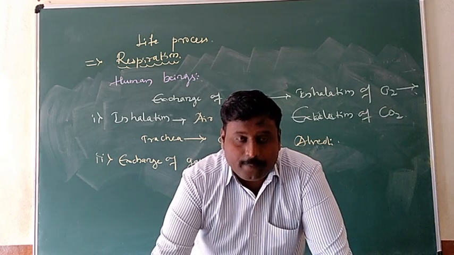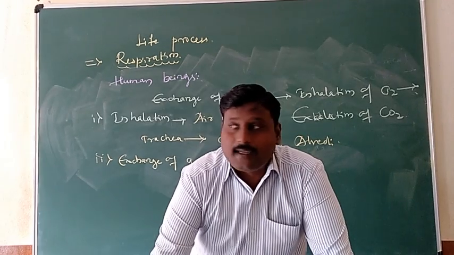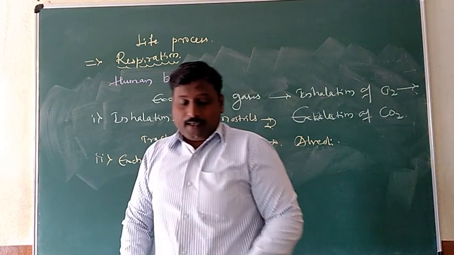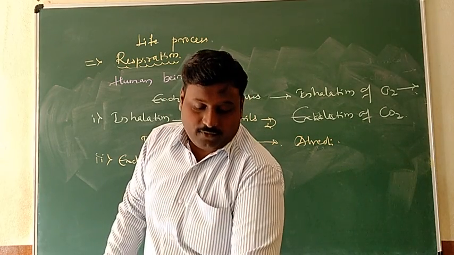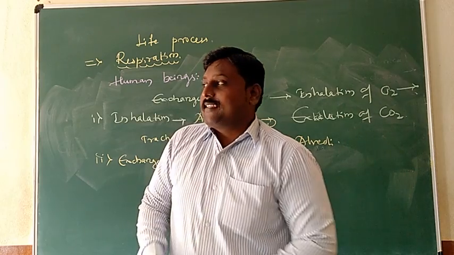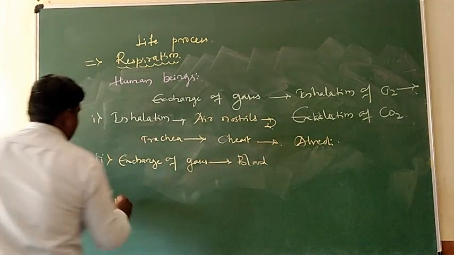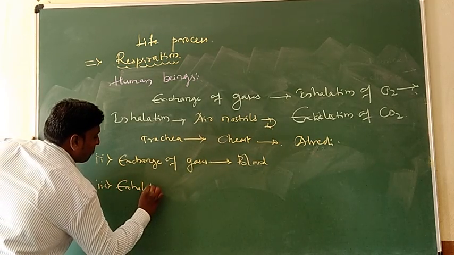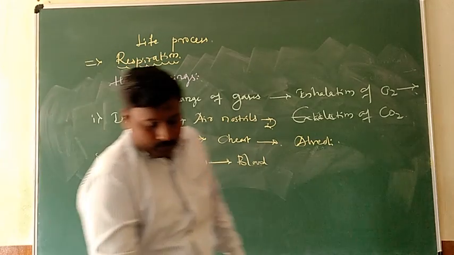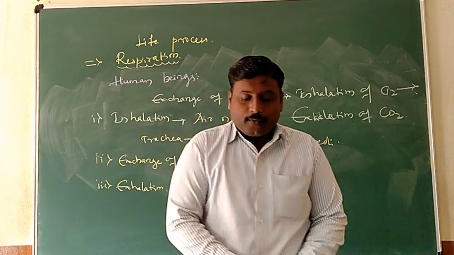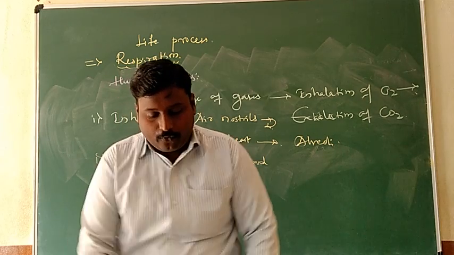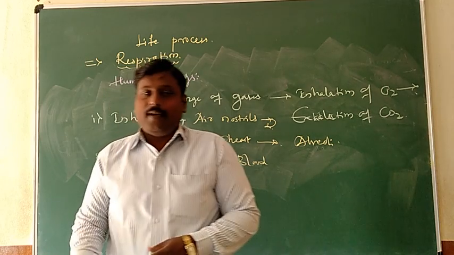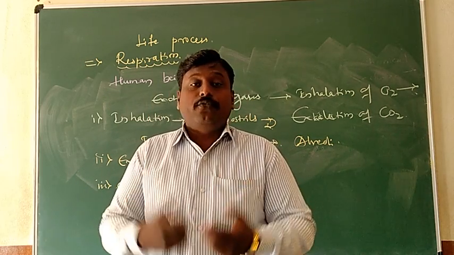My dear students, after the process of diffusion takes place, the entire carbon dioxide rich blood gets supplied. The next process is exhalation. The third step is termed exhalation. It is the process of giving out carbon dioxide from the lungs to the atmosphere. My dear students, whatever carbon dioxide is released goes from the lungs to the free atmosphere.